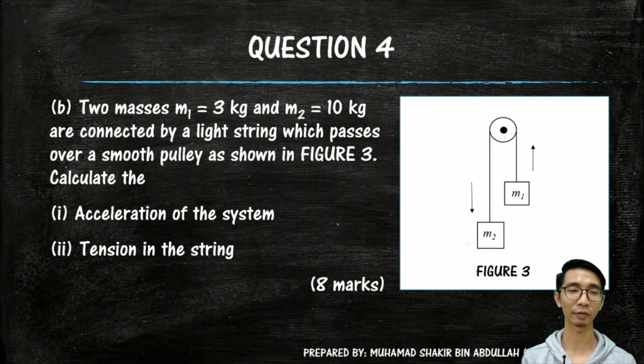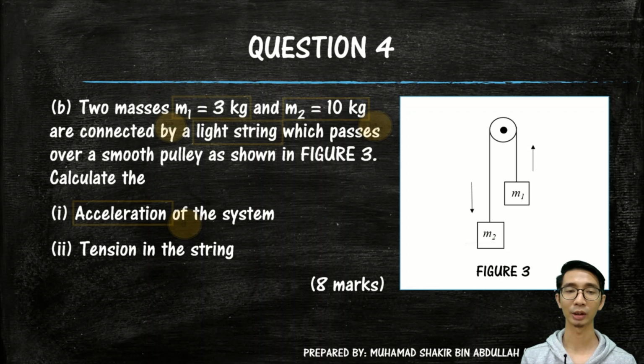Question 4 part B. Two masses M1 equal to 3 kg and M2 equal to 10 kg are connected by a light string which passes over a smooth pulley as shown in figure 3. Calculate the acceleration of the system and the tension in the string. In this figure we are given the directions of motion, so it's helping you a lot.